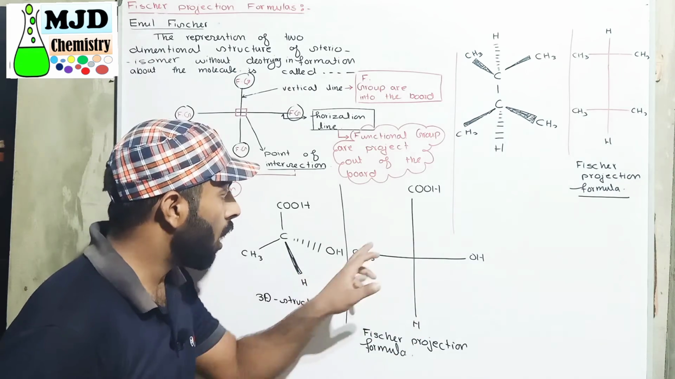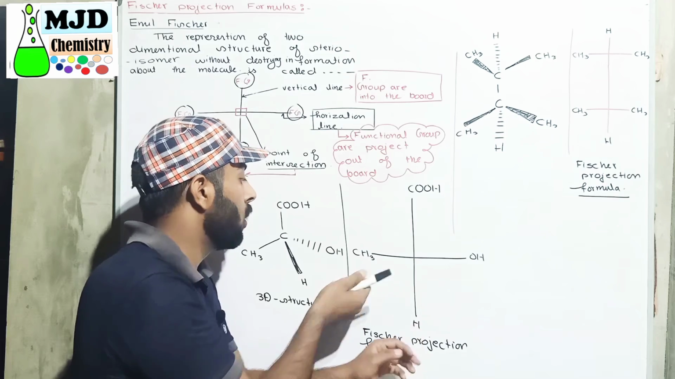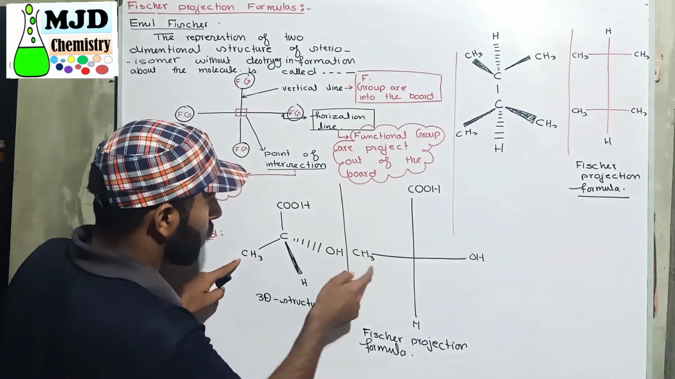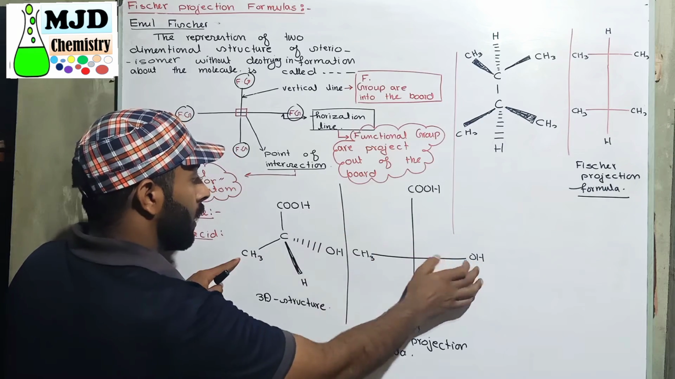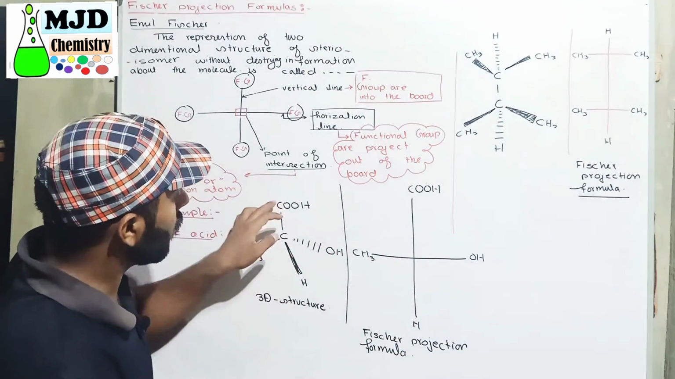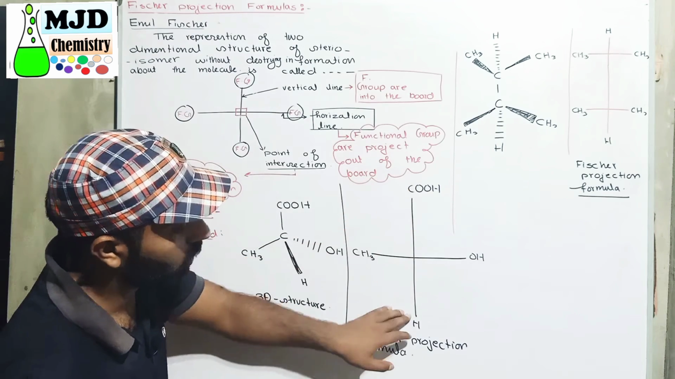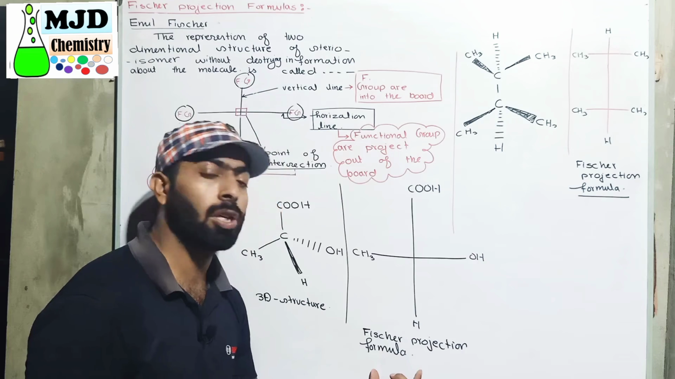We simply draw our two lines. One is a vertical line and the other is a horizontal line. Then we write these functional groups on that line and that line. These two functional groups are written on the horizontal line and these two groups are written on the vertical line. And this formula is the Fischer projection formula.